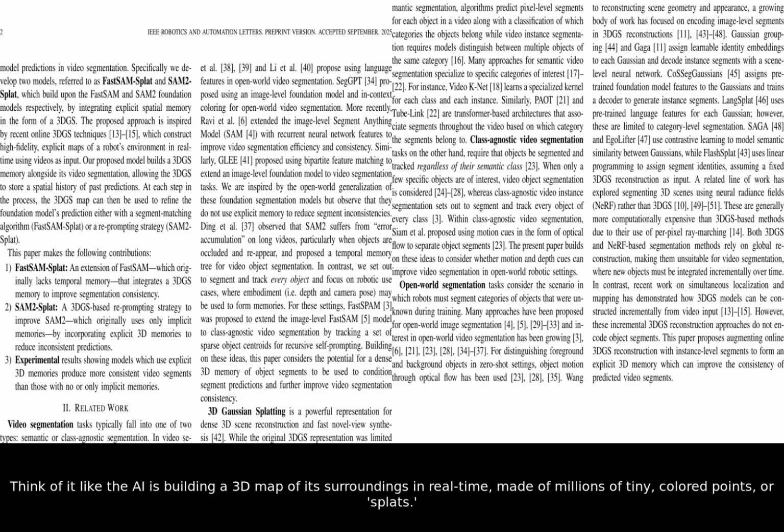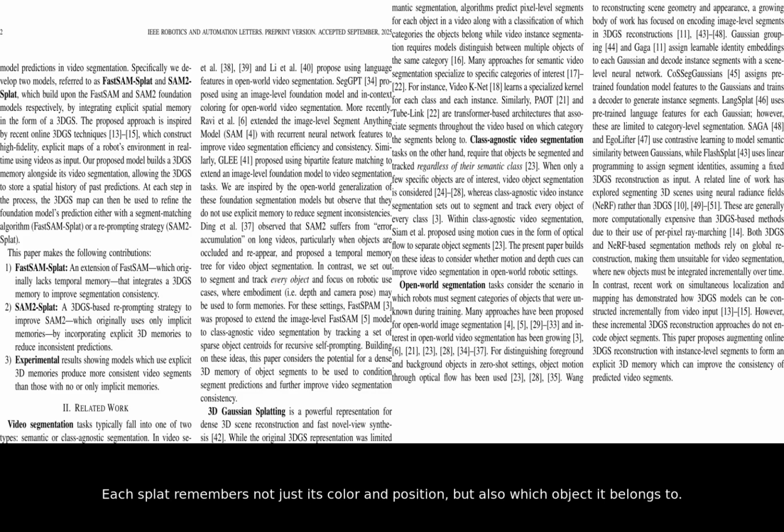This memory is built using a cool technique called online 3D Gaussian Splatting. Think of it like the AI is building a 3D map of its surroundings in real time, made of millions of tiny, colored points or splats. Each splat remembers not just its color and position, but also which object it belongs to.